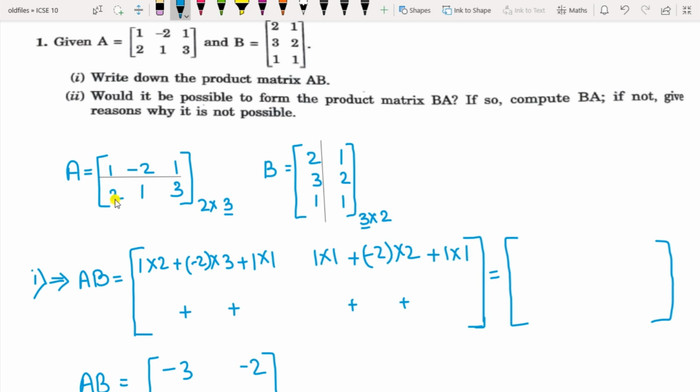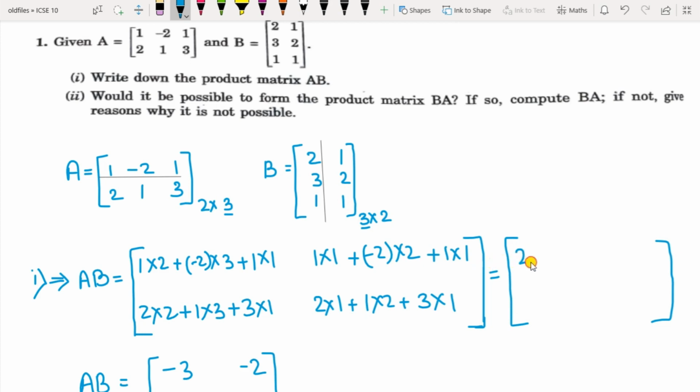Now for the third element, the next row of the first matrix and again both the columns. So 2 into 2, 1 into 3 plus 1 into 3 and plus 3 into 1. And for the last element, 2 into 1 plus 1 into 2 plus 3 into 1. Now write the multiplication and do the addition and subtraction, whatever operation is possible.